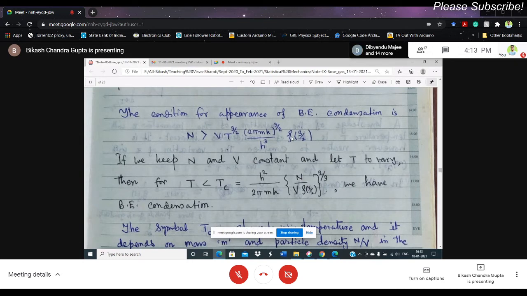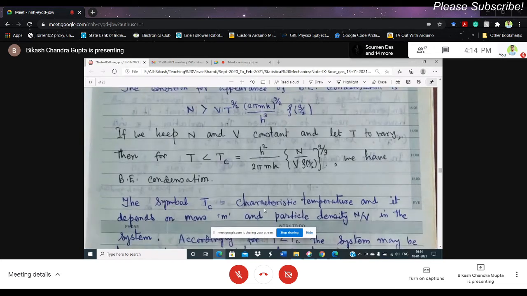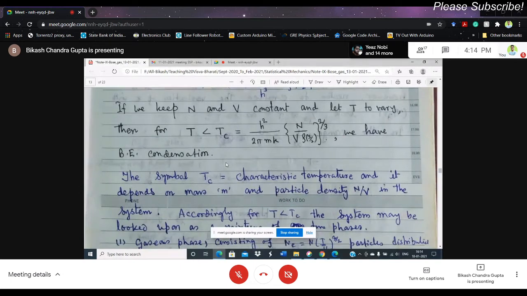Now, if you keep everything constant, say V and N constant, and you vary T, naturally you are going to affect the inequality or equality. If these are constant, then you take everything on this side and raise the whole thing to the power 2/3. Then T should be less than Tc, which is defined like this. So when T is less than Tc, we have Bose-Einstein condensation.